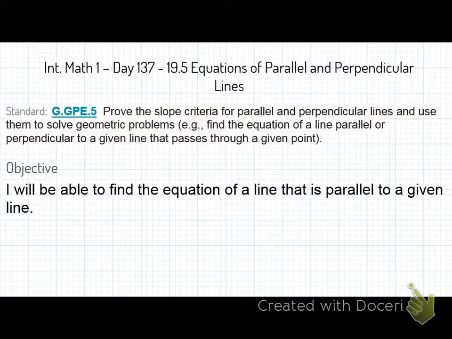So this is day 137. We're going to talk about equations of parallel and perpendicular lines. Parallel lines are lines that never touch, right? Okay, perpendicular lines cross at how many degrees? 90, right? Does that make sense? It's a right angle. Yes?